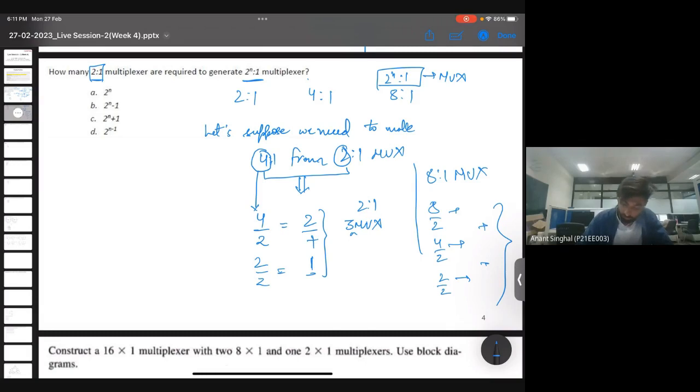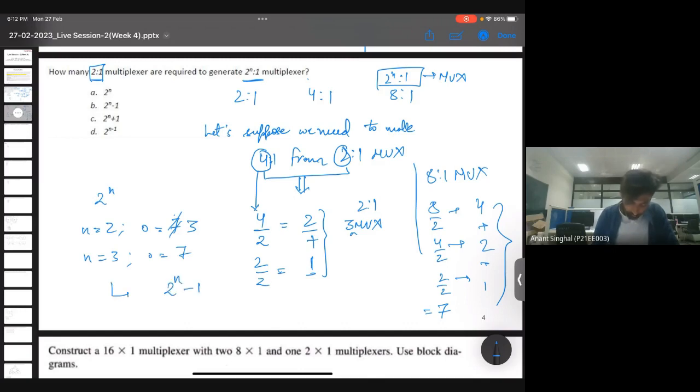Yeah. So it will be 4 plus 2 plus 1, which will be 7. As you can see for 2 to the power n, when n is 2, the output is coming as 3. For n equals 3, the output is coming as 7. If we generalize this, it will be nothing but 2 to the power n minus 1. If you put n equals 2, it will be 3. If you put n equals 3, it will be 7. So the correct answer to this question is option B.